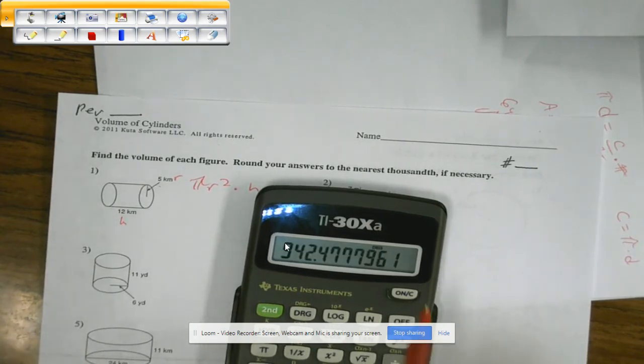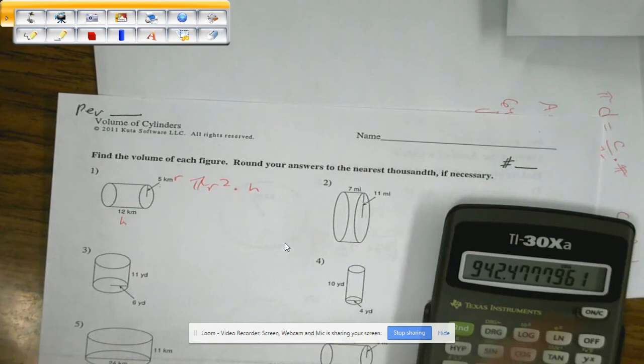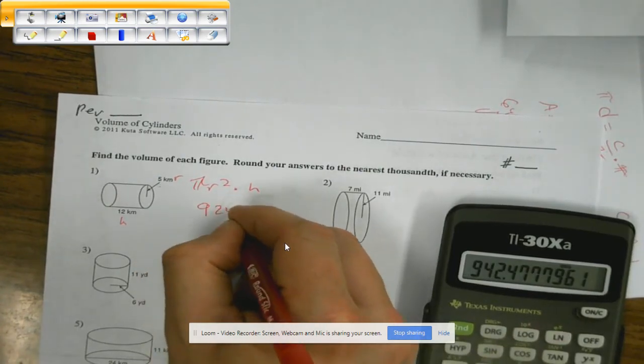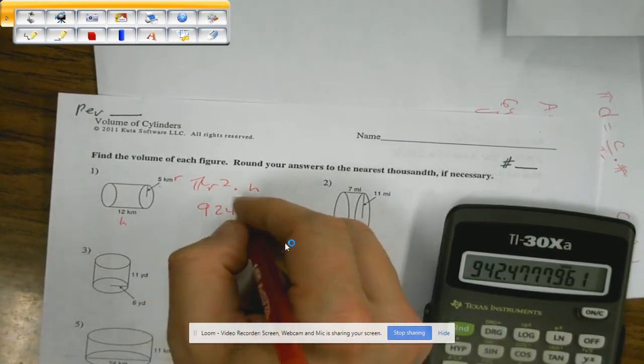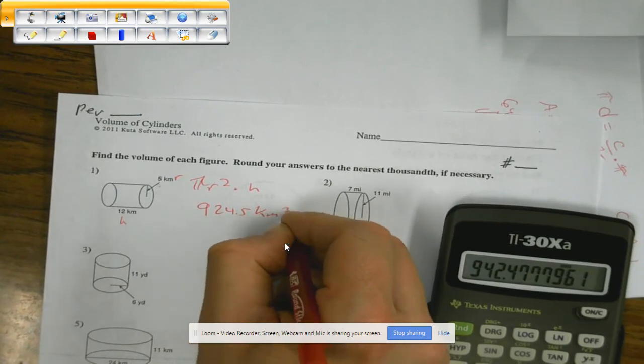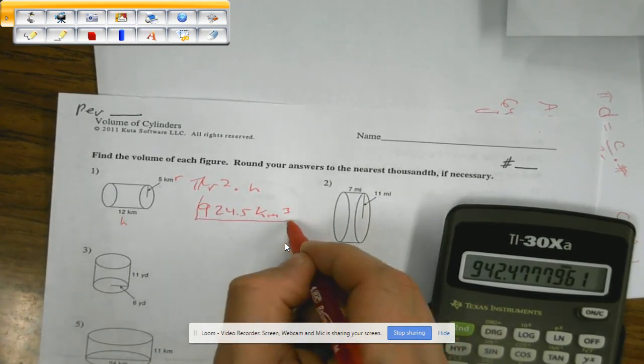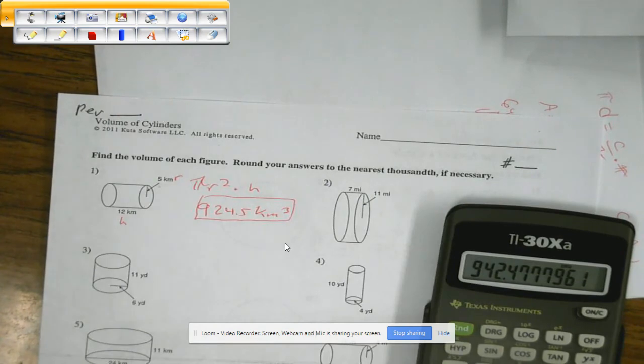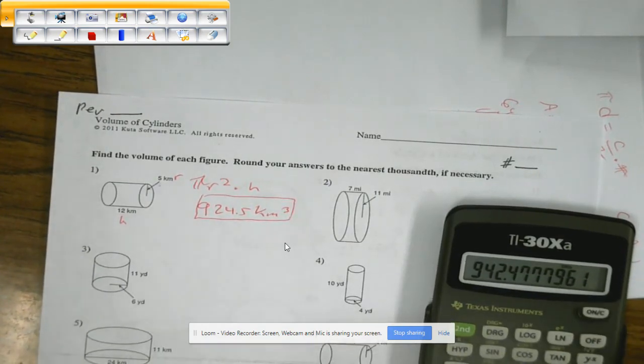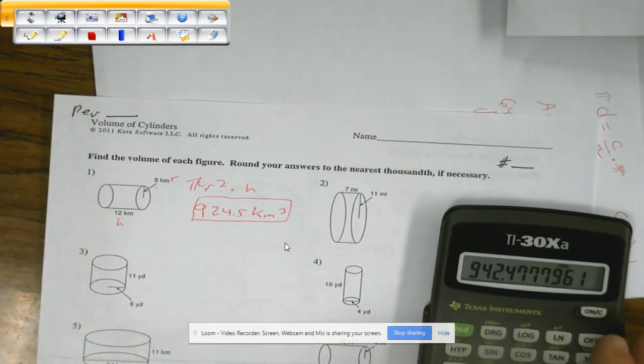So I get 924.5. That's going to be in terms of kilometers. Now instead of squared, we're going to be doing cubes, because now you have length times width times height. And all those will work the same. So hopefully that will all make sense.